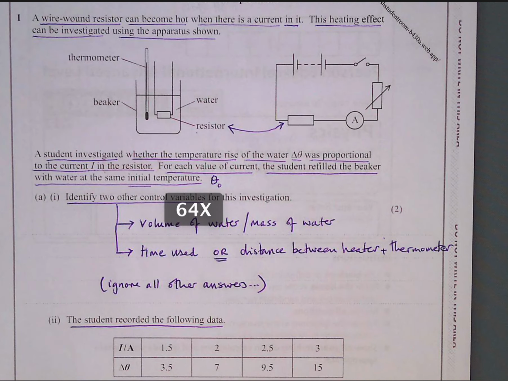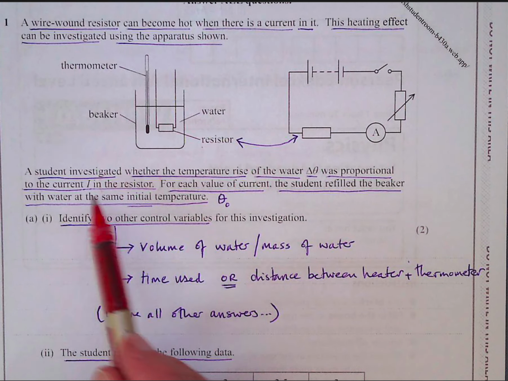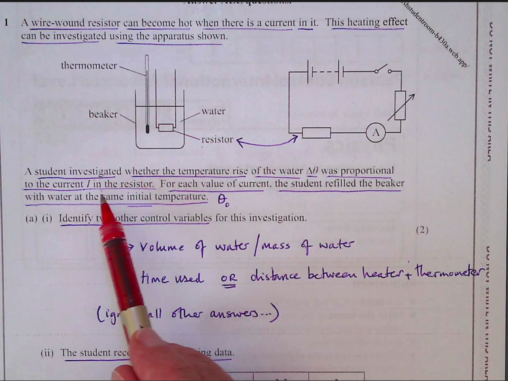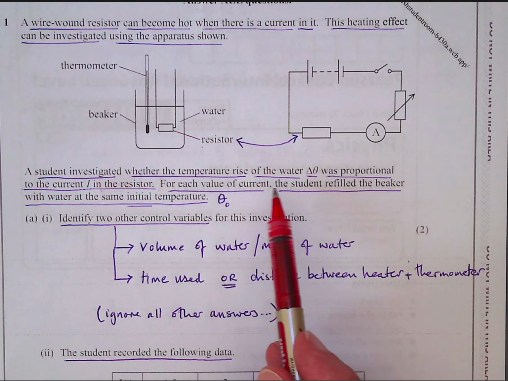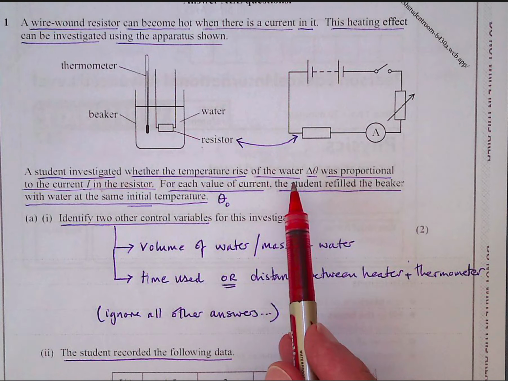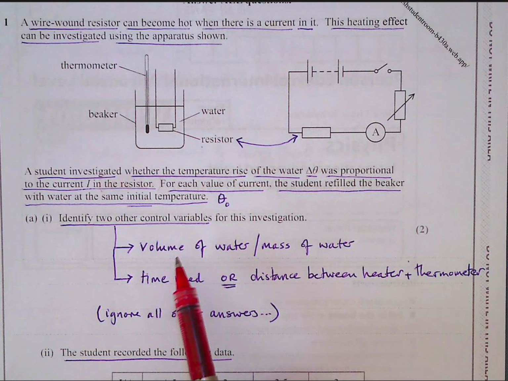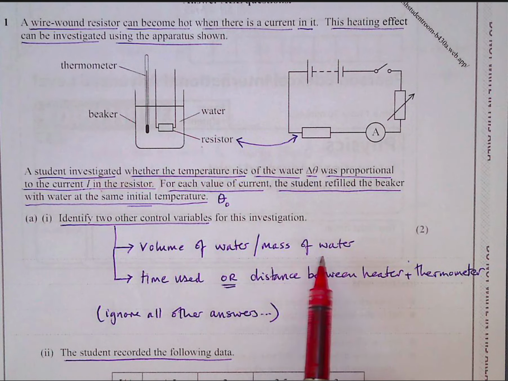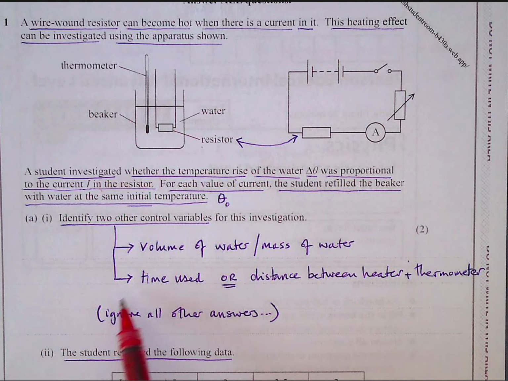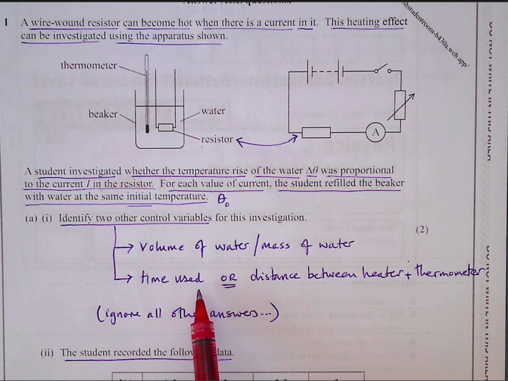So this is a controlled variable that's starting with the same initial temperature each time. So they're going to do this with different currents, basically. So you're measuring the temperature change for different currents. So they want you to identify two other controlled variables. So the initial temperature is a control variable, and you could put volume or mass of water as one of them, or the time used, would be another control variable.